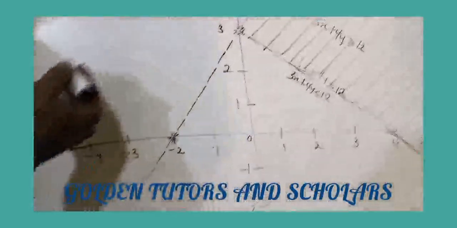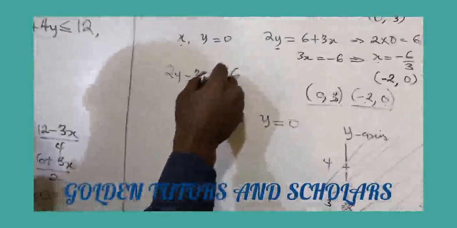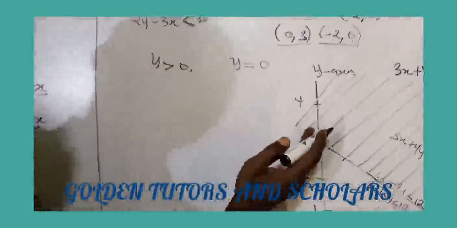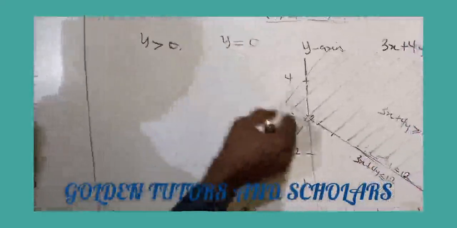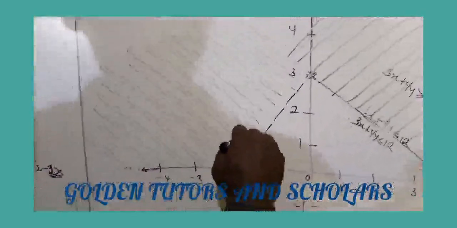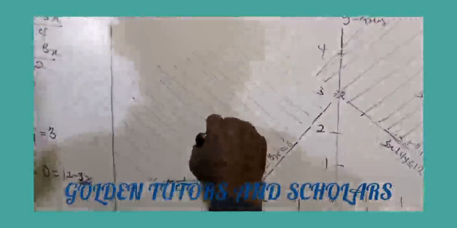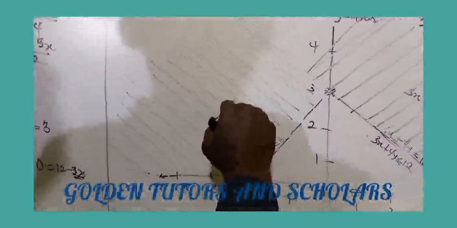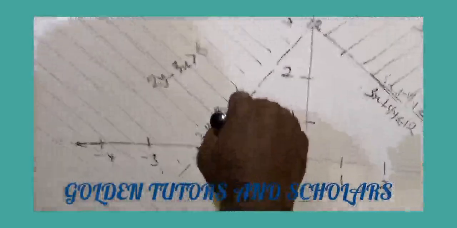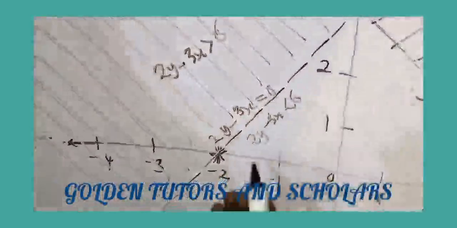Going to the inequality, the strict inequality tells us that the required region is below this boundary line because it's less than. The region not required is above this line. Above here we have 2y minus 3x greater than 6, and the boundary line is simply 2y minus 3x equals 6. But what we need here is 2y minus 3x less than 6. So this is around this region.